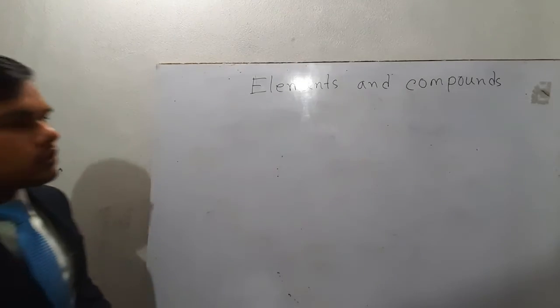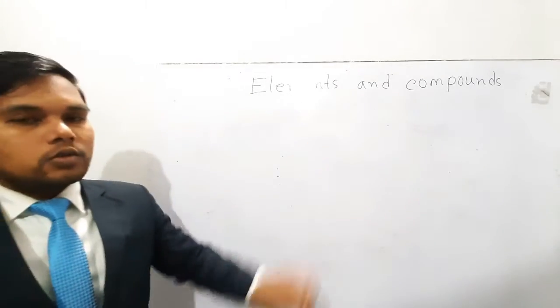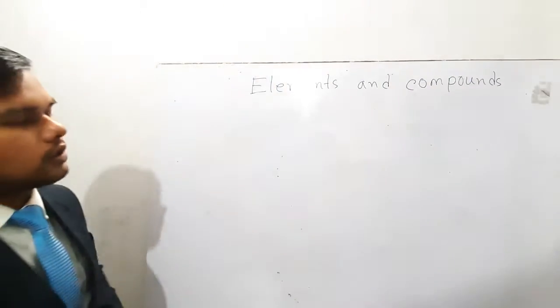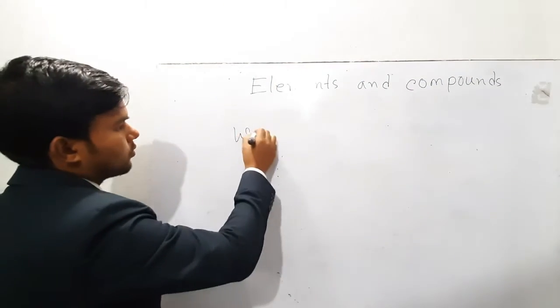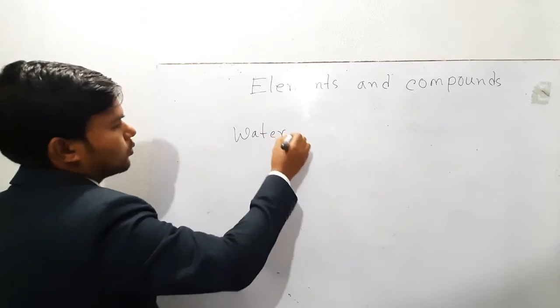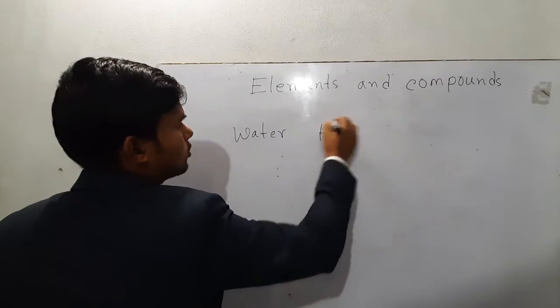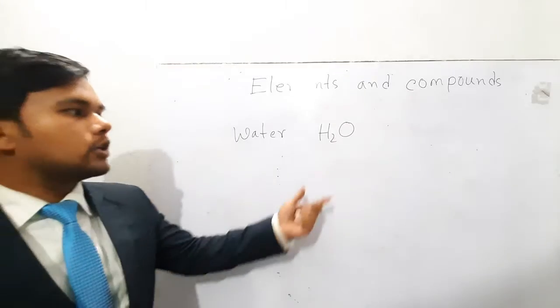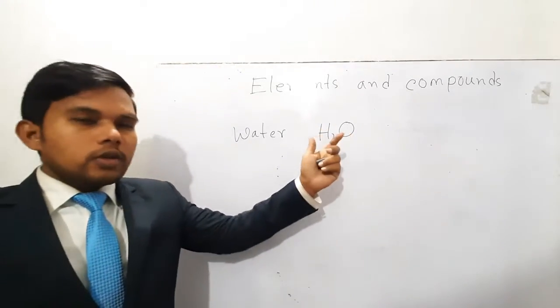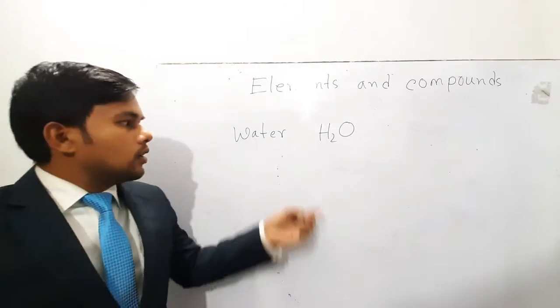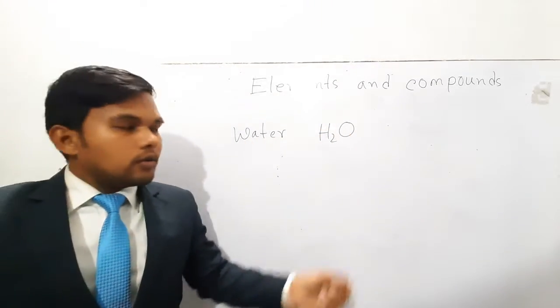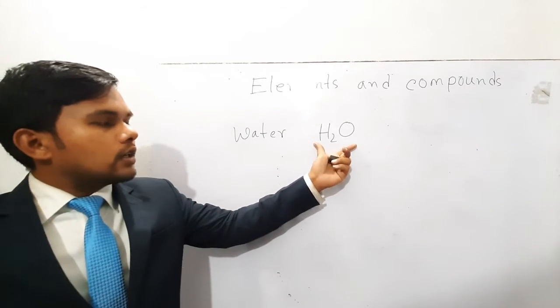Now the formula, the short expression of the compound, is known as formula. If you take water, in water 2 hydrogen atoms and 1 oxygen atom are present. The short expression of the compound is known as formula. The formula of water is this one.